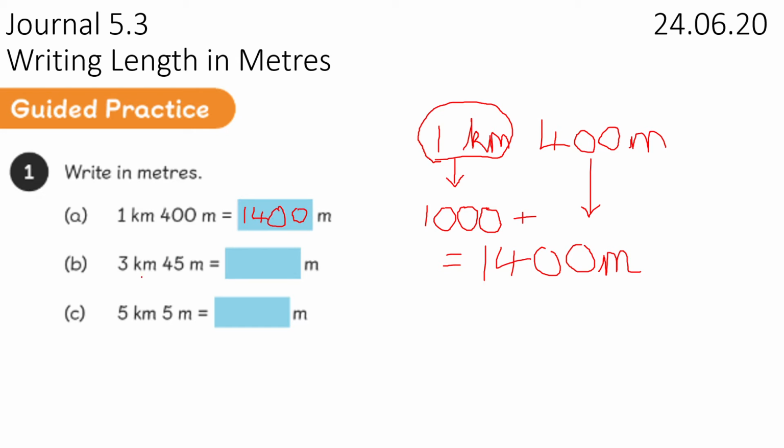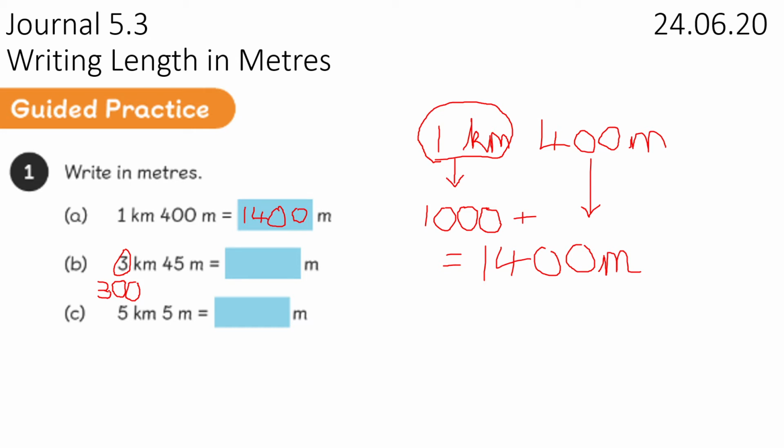Now let's try question B. So 3 kilometres and 45 metres. So this 3 kilometres, if we know that 1 kilometre is 1,000 metres, 3 kilometres, I'm just going to write it below, is going to be 3,000 metres. So remember 3,000. To make sure you've got the right amount of zeros, count it in your head.